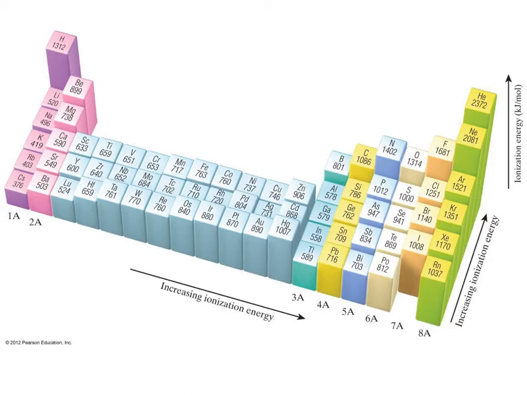You'll also find an increasing trend going up a column in the periodic table. Once again, your bigger elements are at the bottom, and those are easier to remove electrons from. As you go up a column, they are smaller and smaller, more difficult, more difficult, more difficult. Now, why are they getting smaller going up? Well, because you are removing energy levels that could contribute to electron shielding.